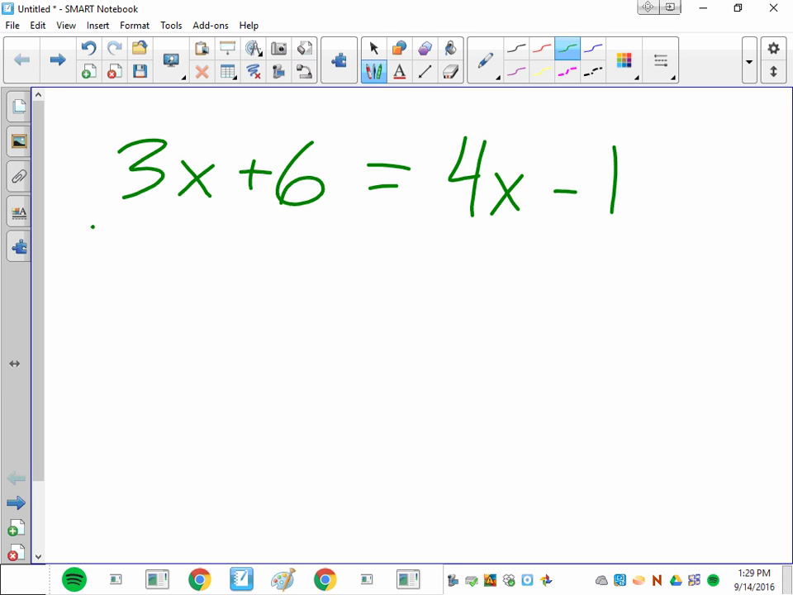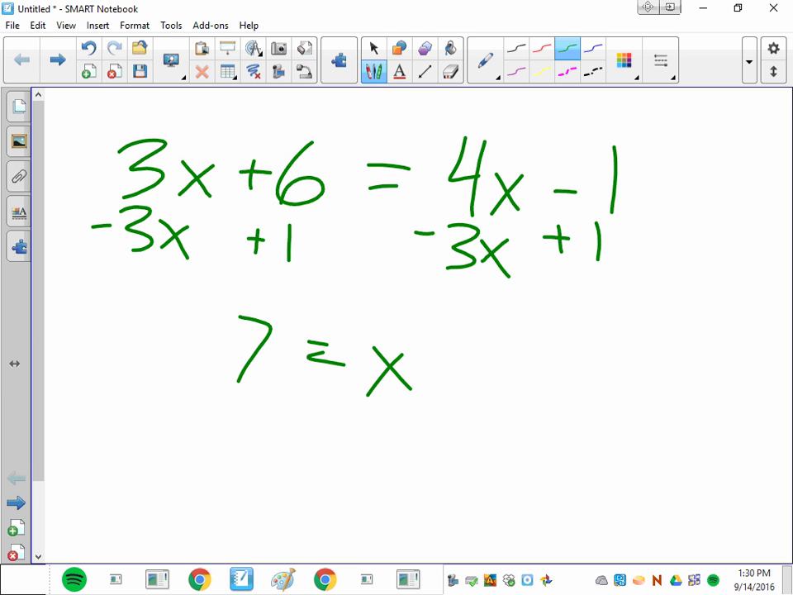So the goal will be move the 3x, and then I need to move the 1. I get 7 equals x. If you move them the other way, you would get negative x equals 7, or negative 7. How do you fix that? You multiply by negative 1, or you just go through and change all the signs, and you would get x equals 7.